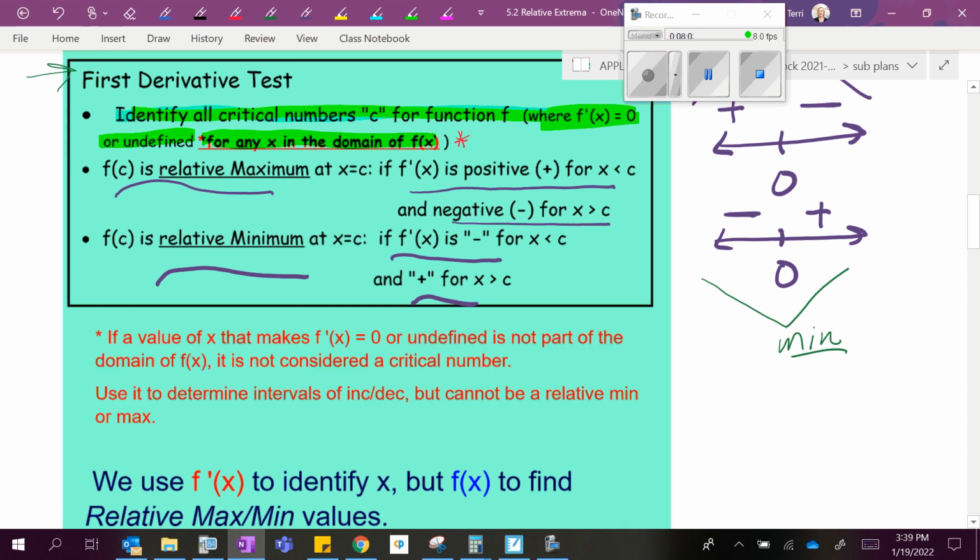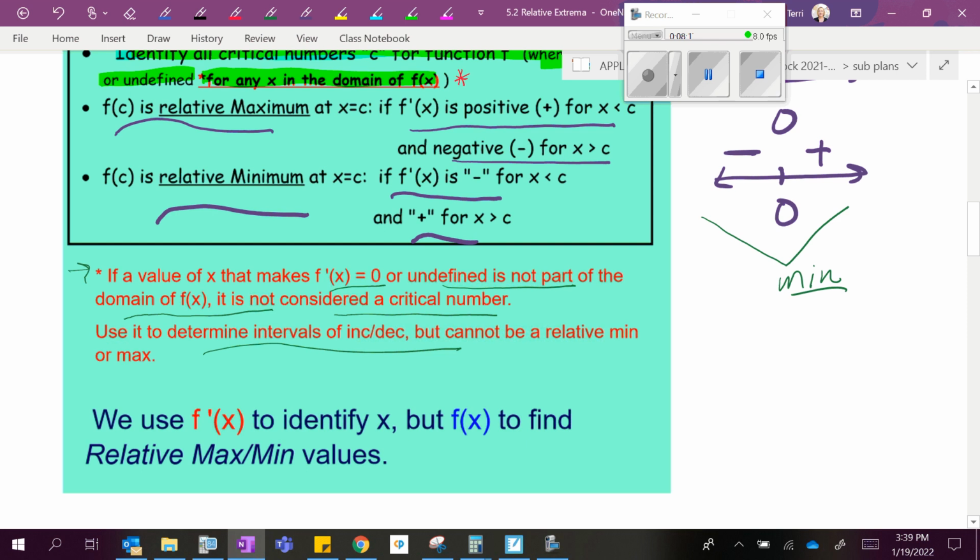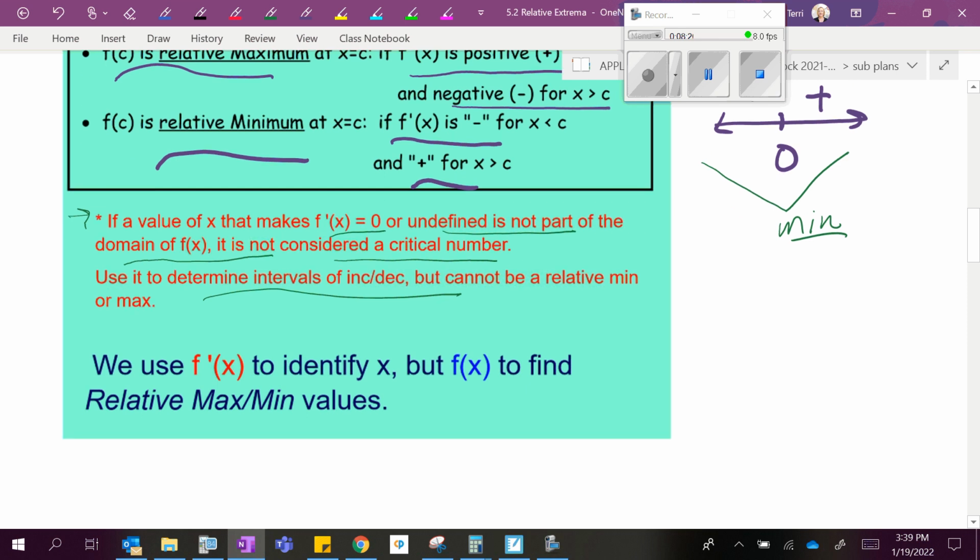A couple notes here: if a value of x makes the derivative 0 or undefined, but is not part of the domain, it's not a critical number. Again, we'll get to that in some of our examples. We can still use it for the intervals of increasing and decreasing, but it cannot be a relative min or max. And this last little point is just a reminder that we use the derivative to find x, but we're going to use the original function to find our y values, which again, we'll look at in examples. Okay, so let's get to some of these examples.